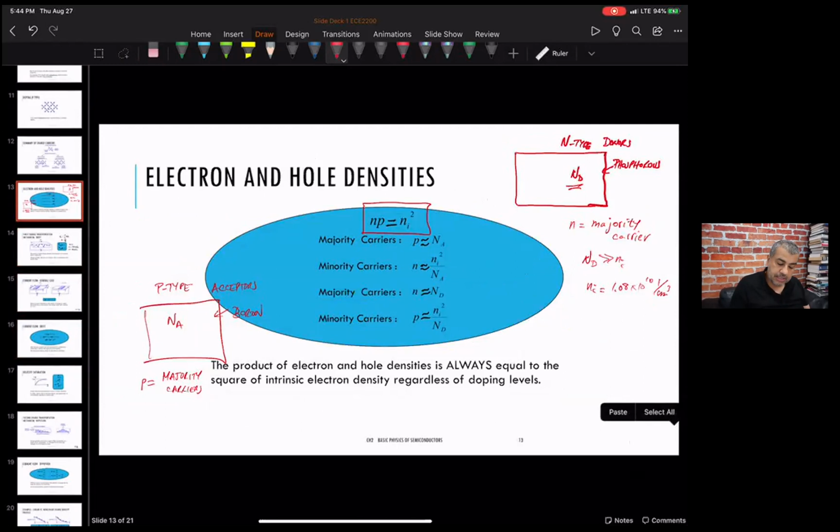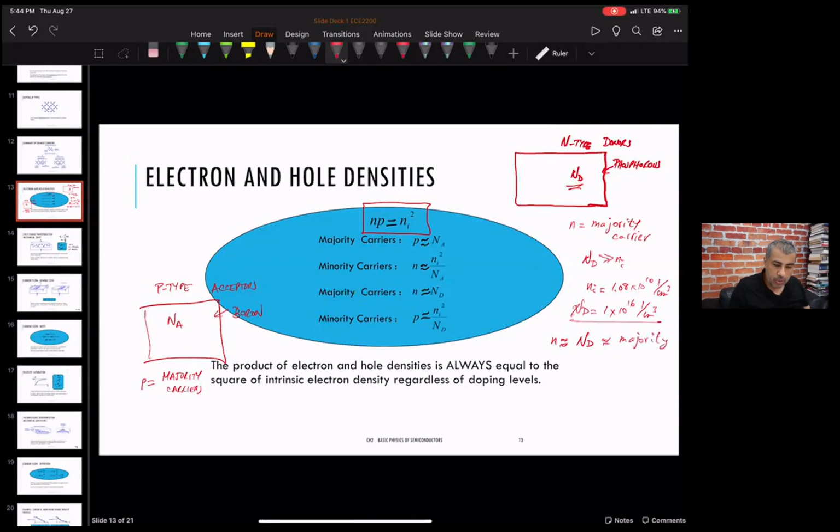Okay, so let's say n sub i is 1.08. Let's say n sub D, typical numbers you'll see, is 1 times 10 to the 15 or 16 per cubic centimeter. That's up to us, the manufacturer, to dope it as much as we want. If you do this, then the majority carriers, n, is approximately n sub D. So the majority carriers end up being the doping concentration.